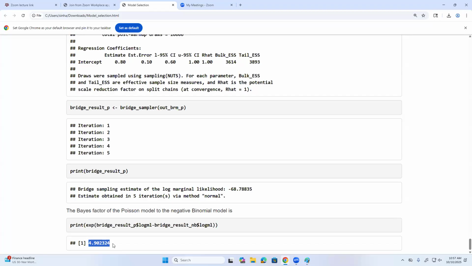There is no strict rule that you have to keep the Poisson model in the numerator. You can keep the negative binomial model in the numerator. Then if the ratio is smaller than 1/3, then you favor the Poisson model. So whichever way you keep it, interpret it accordingly. So here it came out to be 4.90, so we favor the Poisson model over the negative binomial model.